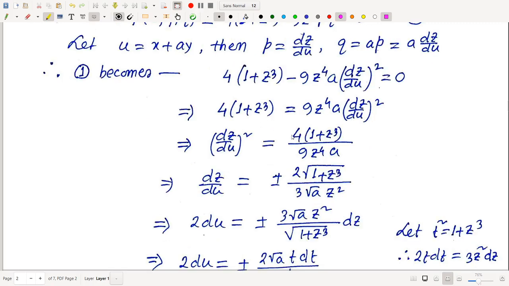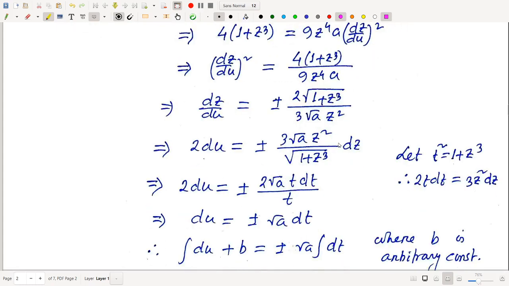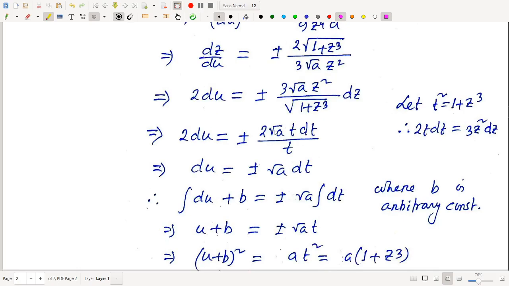dz by du square is 4 into 1 plus z cube by 9 z to the power 4 a, then dz by du is plus minus root over this, 2 root over, and 9 means 3 and root a, and z to the power 4 will become z square. Then du taken there, 2 du, and these things taken with dz, so plus minus 3 root a z square in the numerator and root over 1 plus z cube in the denominator. And then t square is equal to 1 plus z cube is substituted. So left side derivative is twice t dt we shall write, and the right side it will be 3 z square dz.